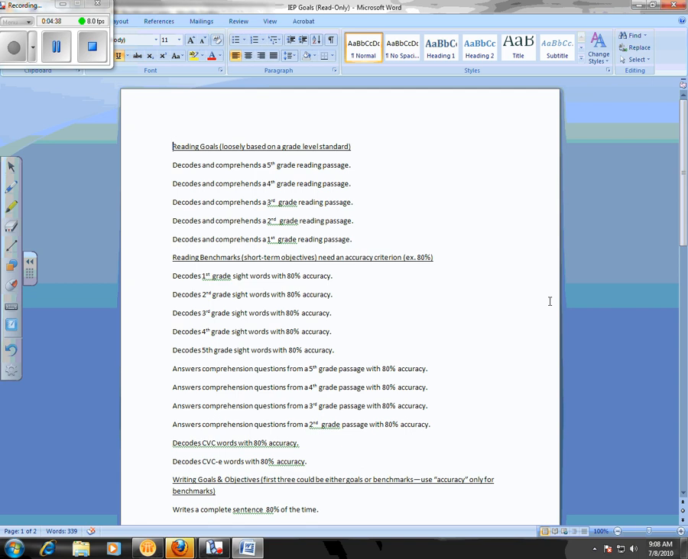If you take a look at these goals I provided, here are, for example, appropriate goals, and then I have benchmarks under these goals. The benchmarks are steps leading toward the annual goal. Not all states or districts now require short-term objectives, but we teach it to our students as a best practice. Remember that your annual goals do not necessarily have a criterion, but your benchmarks do, whether they're 80% accuracy or 80% of the time.